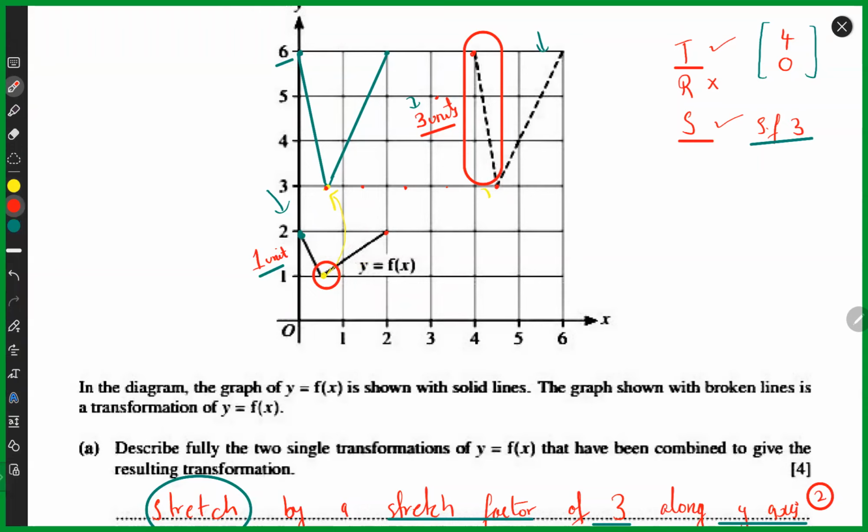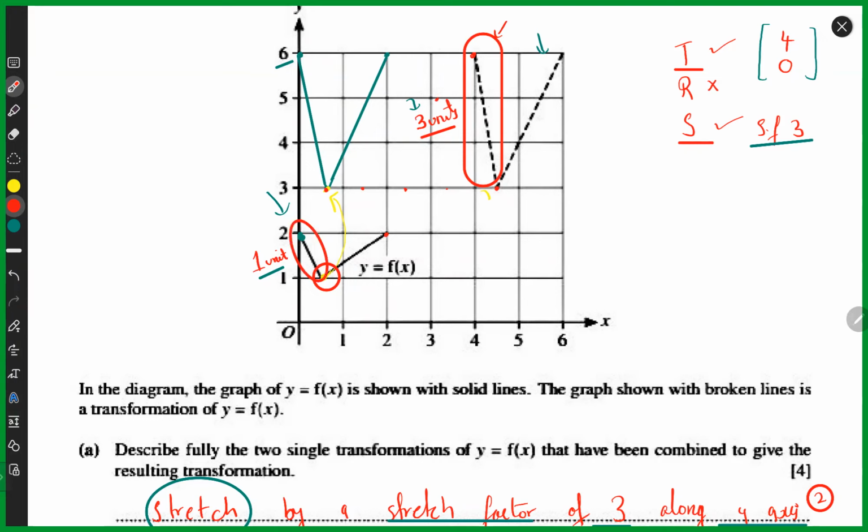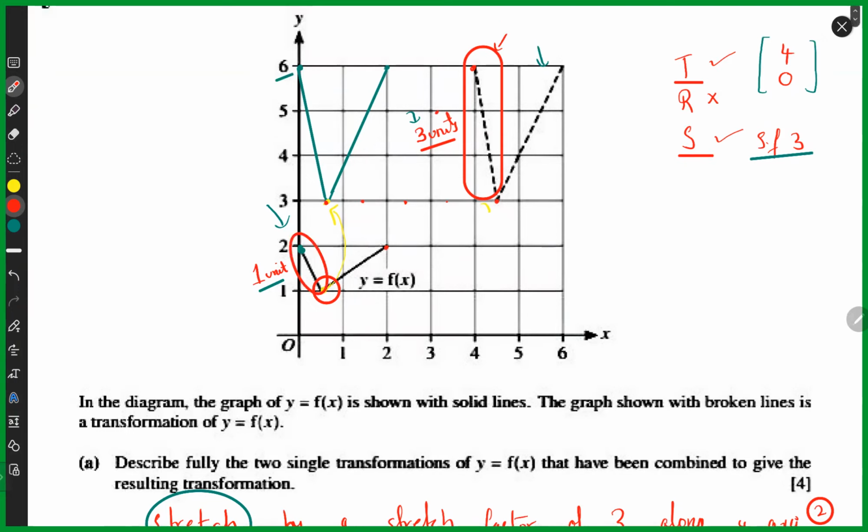What was happening here? Yes, okay, here it is. This length is 1 unit. This length was 3 units. So one thing was clear, that the stretch factor would be 3. Any confusions with this? No, ma'am. You know that the stretch factor would be 3. That part is clear.